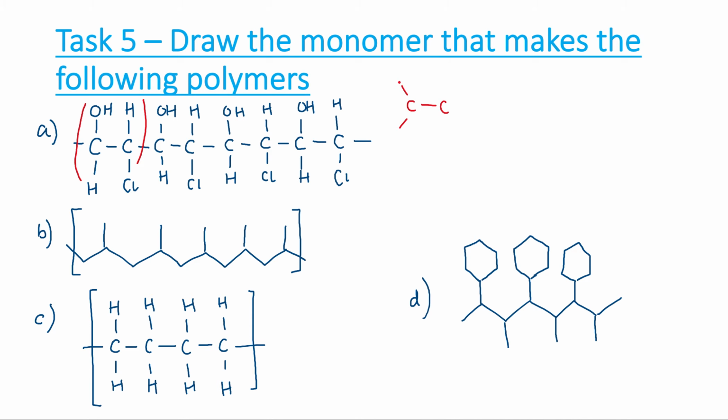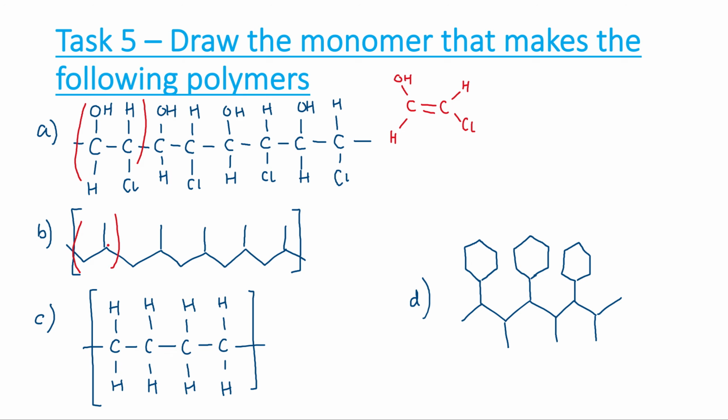So this carbon here has an OH and a H. This carbon here has a H and a Cl. And all I do is I return that double bond, because whenever you're being asked to draw the monomer, it's got to have the double bond back in it. This one here, again, find a repeat unit. So let's say that this here is one repeat unit.